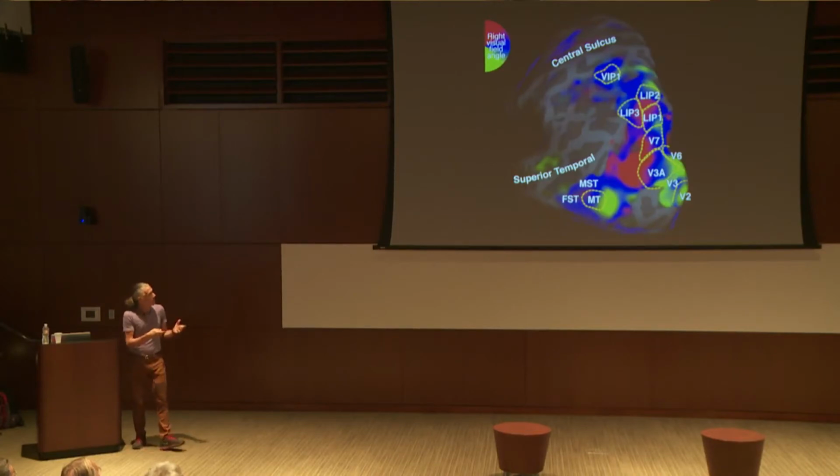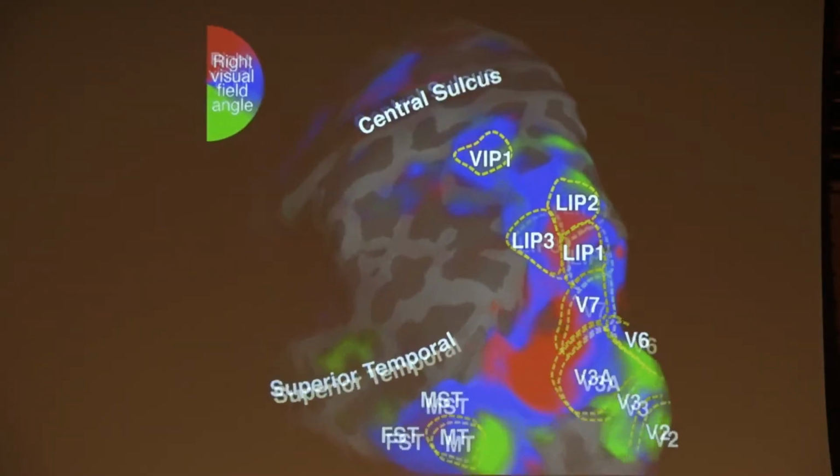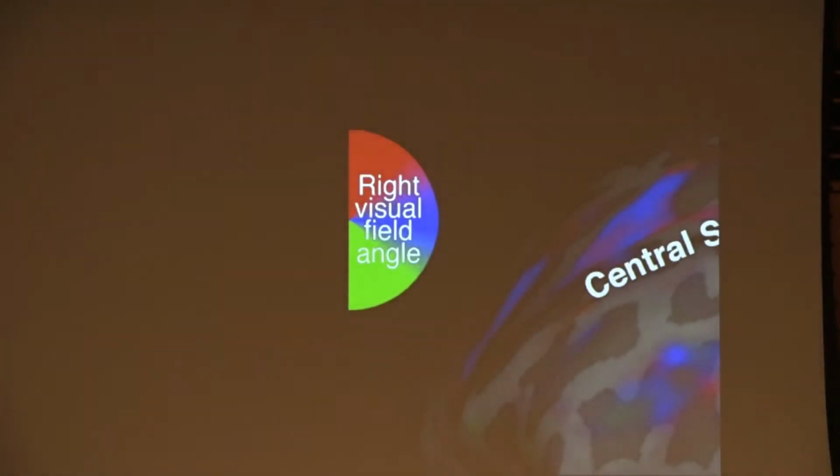If you do that, you see a much greater coverage of the cortex. And I'm going to talk about a number of maps here with red always upper field and green lower field. That's the original color scale, the only one that can be used.